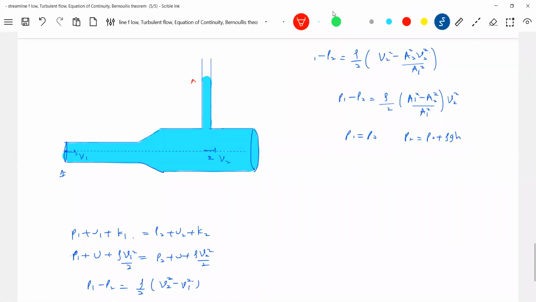No, let this be the height h. Okay, liquid here. So I think everything is the same. The only thing is now the pressure is P1. P2 is P0 plus rho GH. So look at now, V2 will be less than V1. So I'm interested in V1.